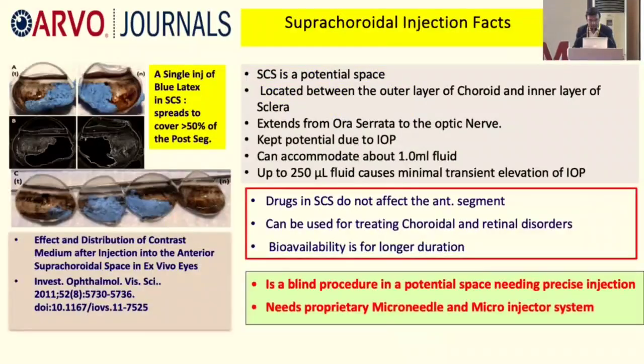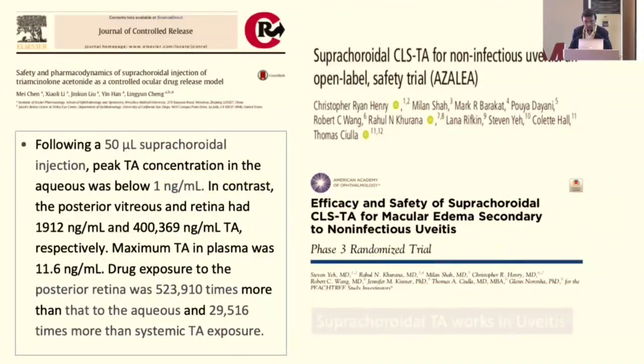So can suprachoroidal injection be the game changer? When we inject triamcinolone into the suprachoroidal space, it spreads to an extent which involves more than 50% of the posterior segment. The problem with suprachoroidal injection is that it's a blind procedure. It goes into a space which is virtually non-existent, but when expanded can take up almost 1 ml of fluid, and we can inject with a microneedle. Micro injector systems are available, and the efficacy of triamcinolone in the suprachoroidal space is proven. There are any number of presentations which show that triamcinolone is effective.